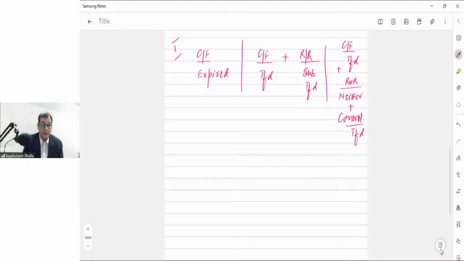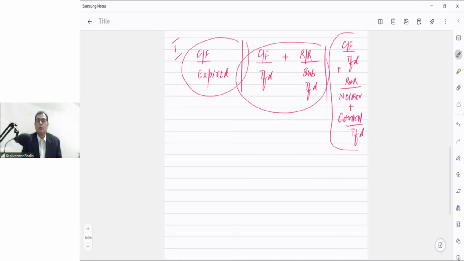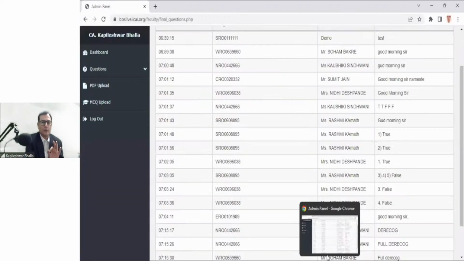Is it a full derecognition, a partial derecognition, or a case of continuation? Look at the 3 combinations carefully. Either we say the cash flows have expired, or the cash flows have been transferred and the risk and reward is also substantially transferred, or the cash flows are transferred, the risk and reward is neither substantially transferred nor retained, and the control test is also transferred. So what kind of accounting would you apply?